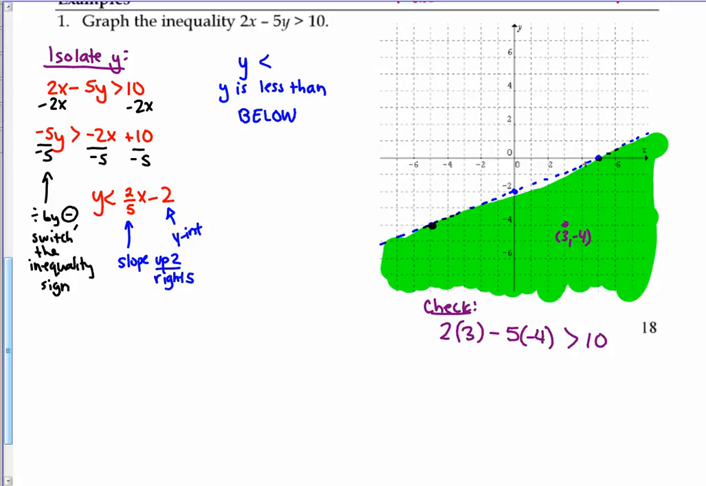So, what is 2 times 3? 6. What's negative 5 times -4? Plus 20, which adds to 26. Is 26 greater than 10? Yes. If I had 26 is less than 10, is that true? No, that would be false, so I shouldn't have that area shaded. Any point in the shaded area will work inside that inequality. It will be true when you plug it in. Got it? Okay, turn the page if you got notes.